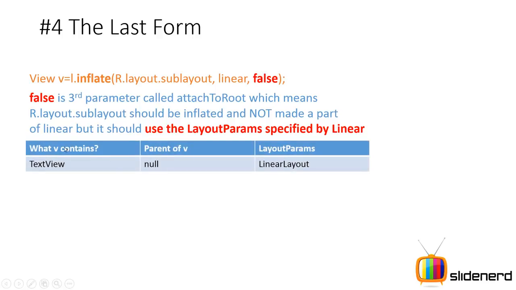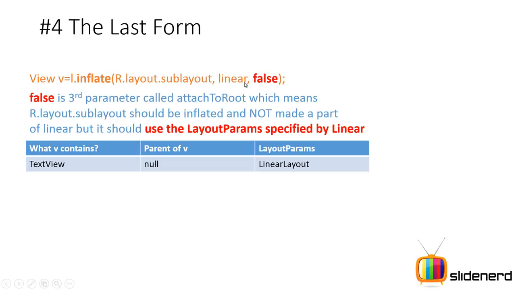So now take a look. What does V contain? V contains a text view just like we needed. Parent of V. The parent of V is null even though you have specified linear here. Remember, since you set false over here, this linear, which is the second parameter, is not used as a parent. It is simply used to provide a reference to the layout params object over here, which is derived from the linear layout, and that is why you pass linear over here. So at this point, it's just the same as the first thing that you saw, where the parent was null and there the layout params was also null, but here the layout params is simply derived from this linear that you passed here as a second parameter.